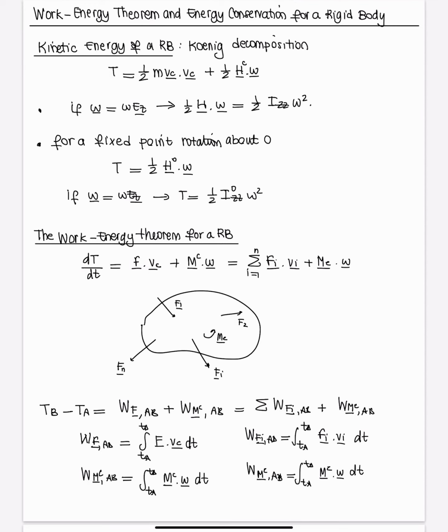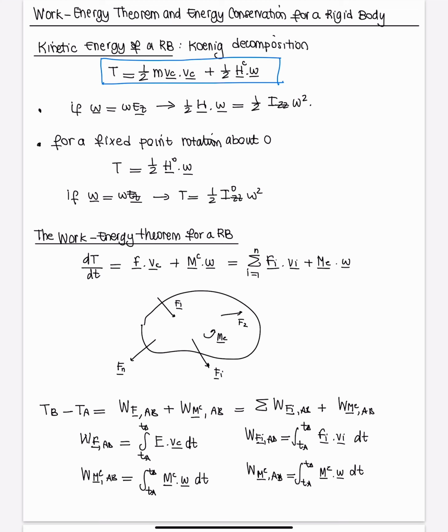Hello, in this video we're covering the work energy theorem for a rigid body. Before we cover the work energy theorem as a whole for the rigid body, we first have to introduce, define, or calculate even the kinetic energy of a rigid body. This is the expression we get for the kinetic energy of a rigid body. This form is called the Koenig decomposition.